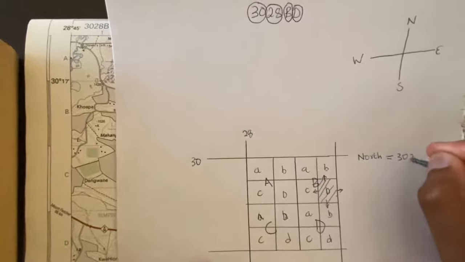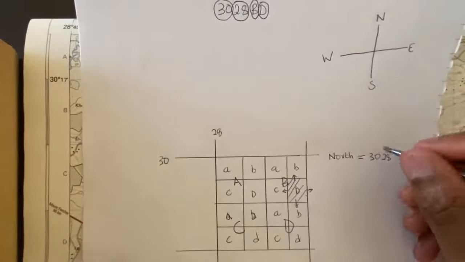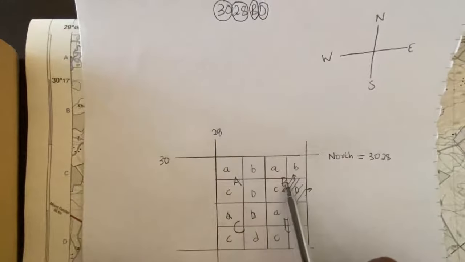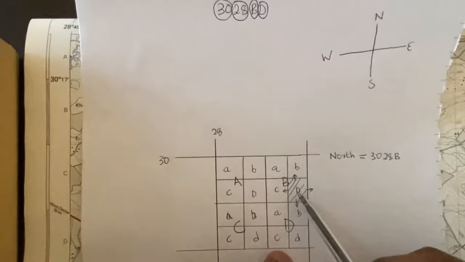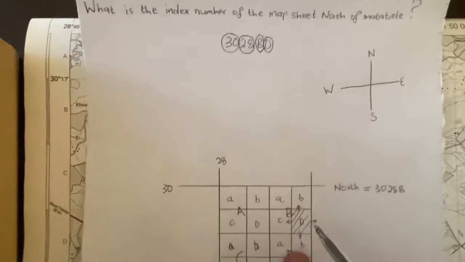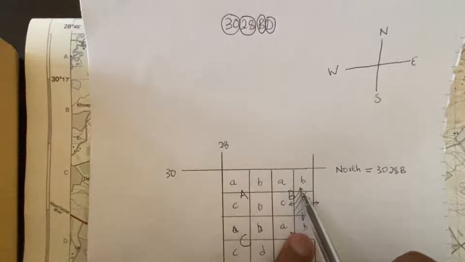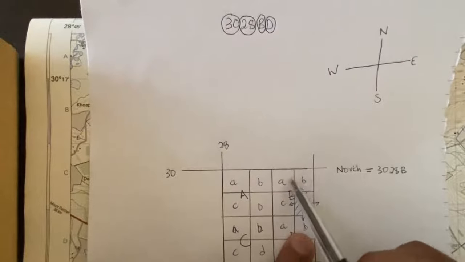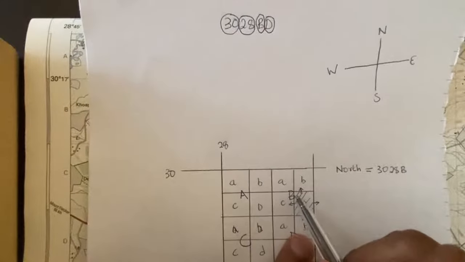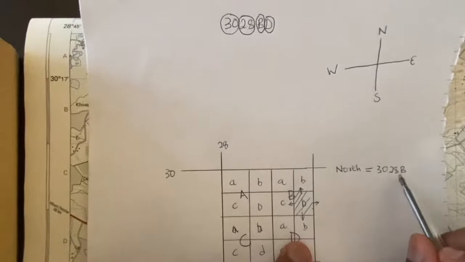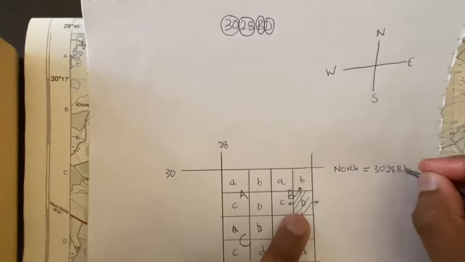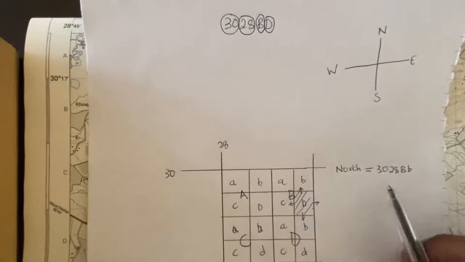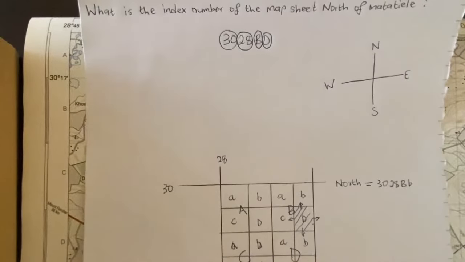30, 28. And then what is my big block over here? It's B. But remember, we are working from this block now. In which direction is our north? It's this arrow over here, which is pointing to this small block over here. So my index number will be 30, 28, big block B and small block B. So it's 30, 28 BB.